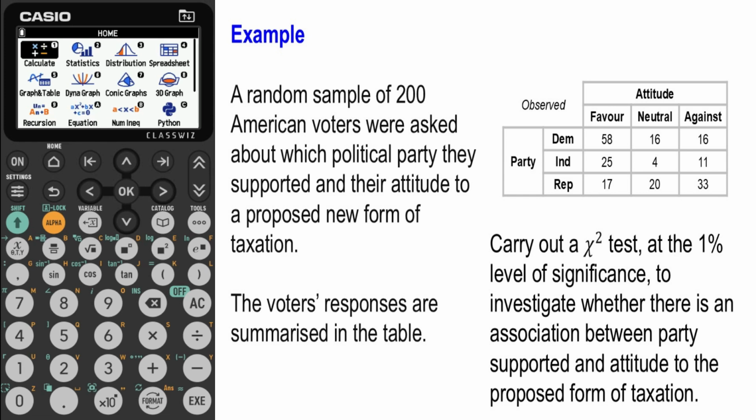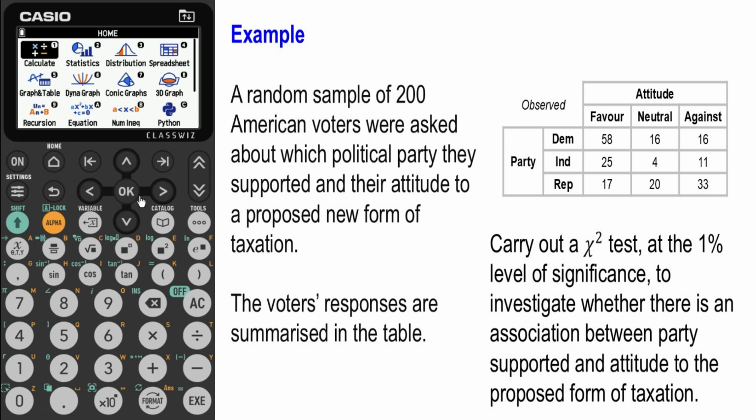A random sample of 200 American voters were asked about which political party they supported and their attitude to a proposed new form of taxation. The voters' responses are summarized in the table. So we have the attitude: favour, neutral and against, and we have the party: Democratic, Independent, Republican. We have to carry out a chi-squared test at the 1% level of significance to investigate whether there is an association between party supported and attitude to the proposed form of taxation.